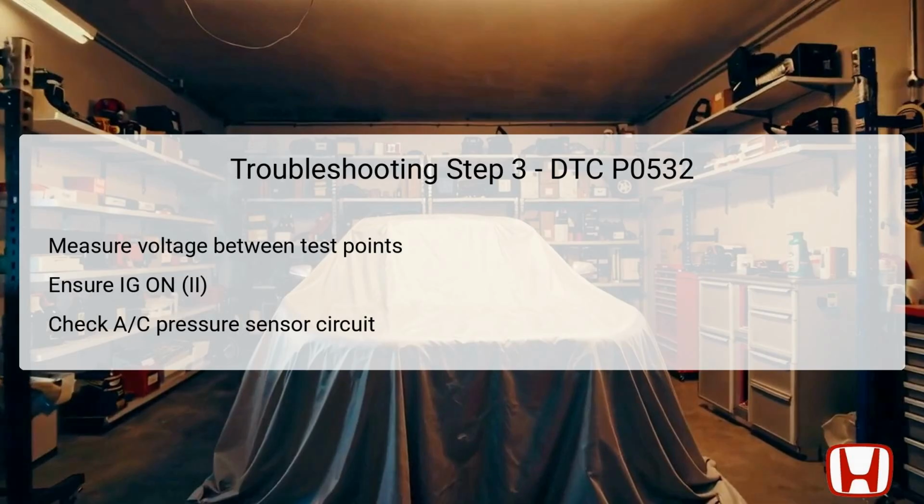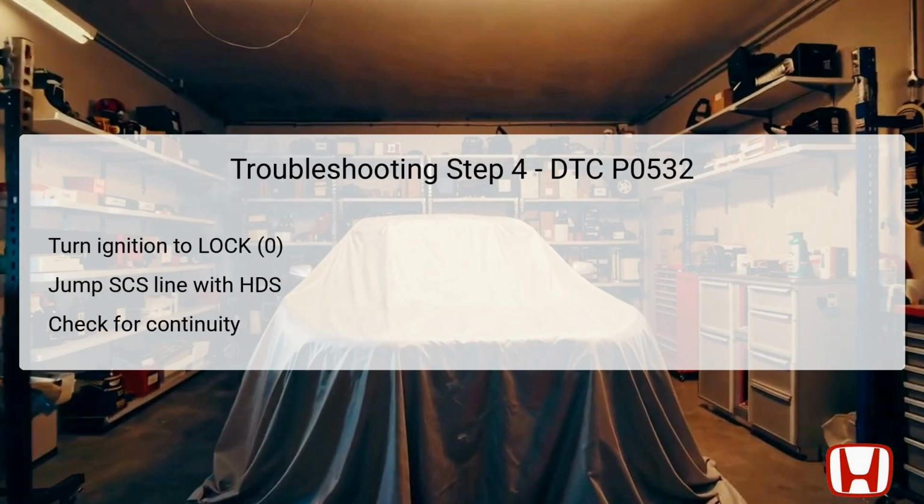Ensure that the ignition is in the on-I position, but that the sensor remains disconnected. The expected voltage reading should be around 5.0 volts. If the reading is accurate, it suggests that the AC pressure sensor is malfunctioning and requires replacement. On the other hand, if the voltage is out of the expected range, proceed to step 4 to examine wiring issues further, as there may be an open circuit affecting the signal to the ECM.